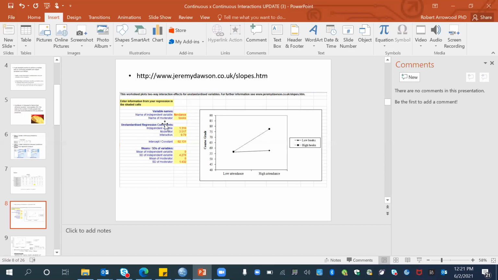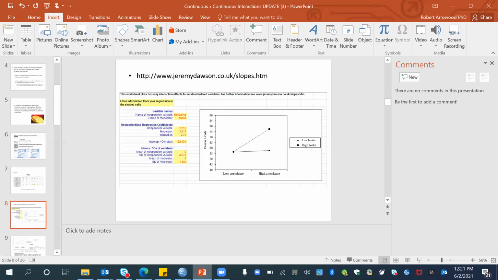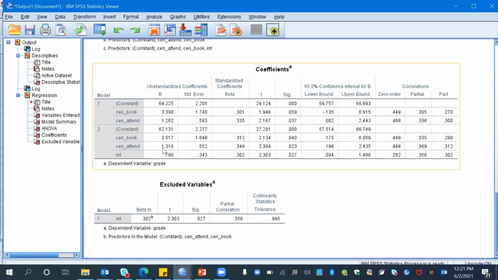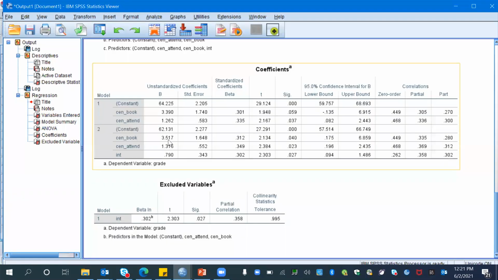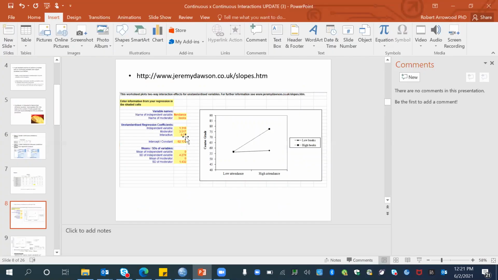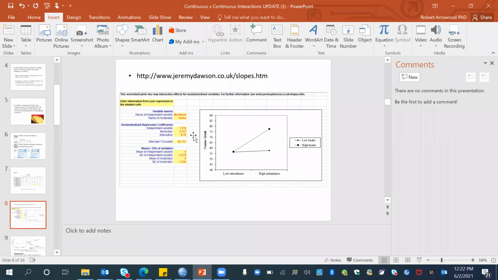So for our independent variable, which we said was attendance, we look back here. Oh, I named those. I'm going to go actually back to here. So for attendance, our unstandardized regression coefficient is 1.32. All you have to do is put that 1.32 in here. For our moderator, which we said was books, 3.52. All we have to do is put that in there. For our interaction, 0.79. We just have to put that in there.